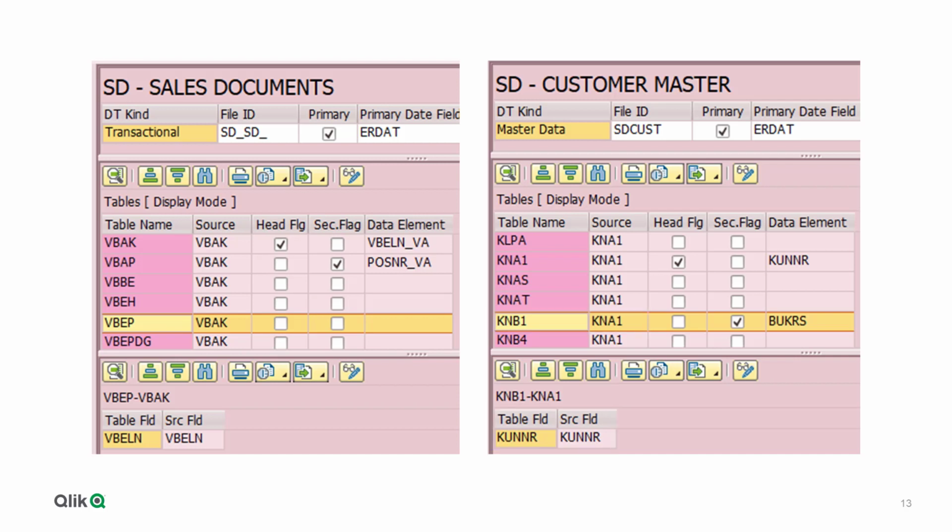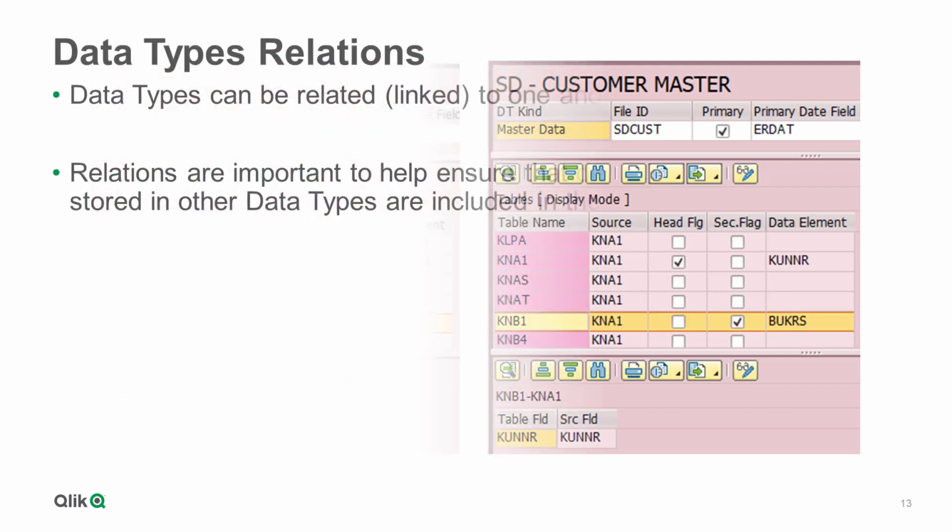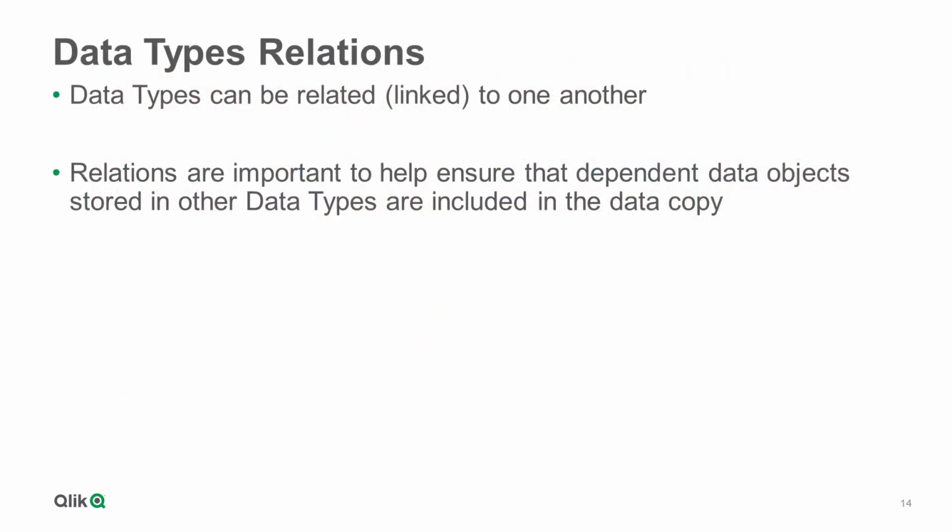It's worth noting that data types can be customized, and that most common way of doing so is by adding a relationship to one or more Z tables. It is important to understand that data types can be related to one another. Relations are often necessary to help ensure that the various dependent data objects, which are stored in other data types, are included when performing a data copy.